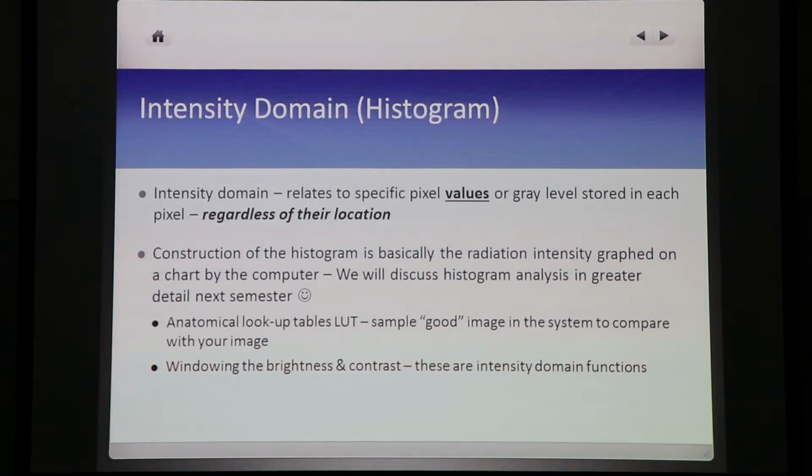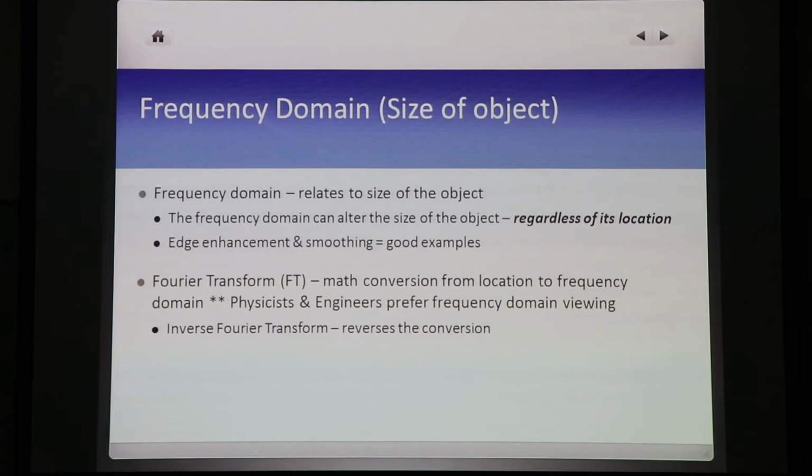And then an anatomical lookup table is a good example or a sample good image that's in the system that compares with your image. So when you take an X-ray and you select AP abdomen or PA hand, there's a good PA hand or AP abdomen that has the pixel values already plotted in a lookup table. So when your image pops up, it's comparing it to what's in the system. And then when you window and level, you're changing the brightness and the contrast. You're basically changing the intensity domain functions.